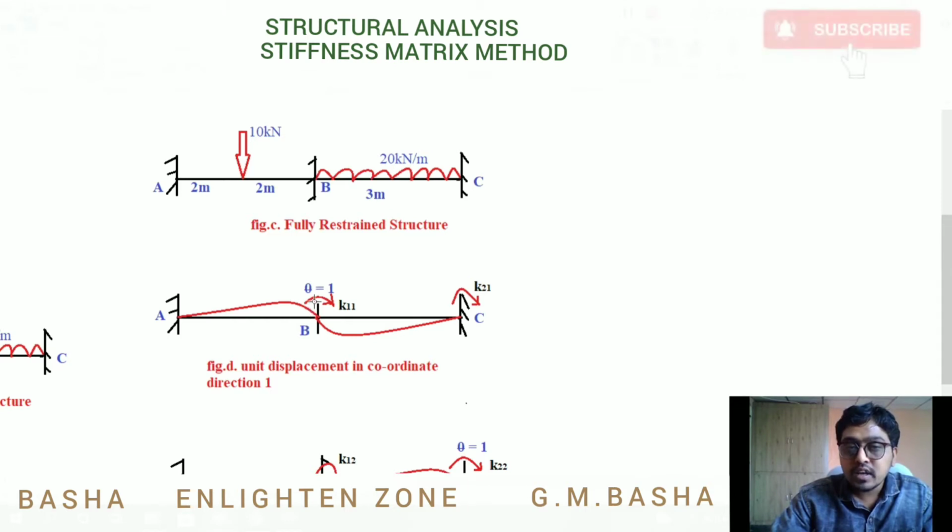Then we are applying the unit coordinate, that is delta 1 equal to 1, one unit coordinate, delta or theta. Whenever we apply this unit coordinate, based on this unit displacement you will get a displacement like this. Based on this unit moment, you will get a displacement like this, for both the BC member and the BA member. Then we are taking this one as K11.